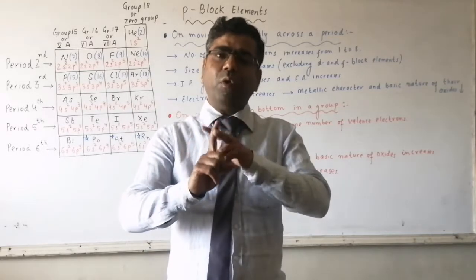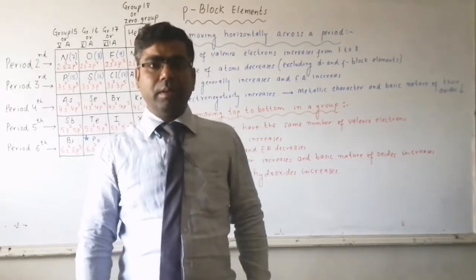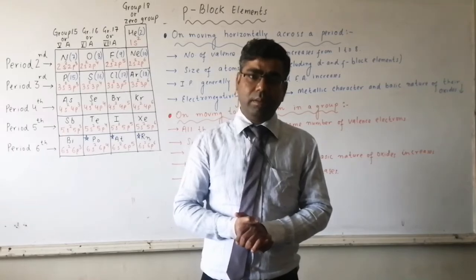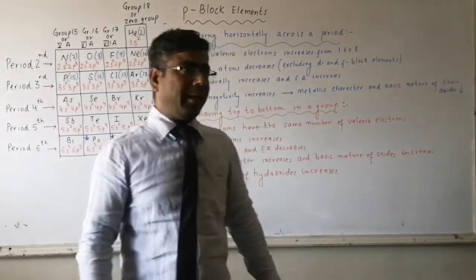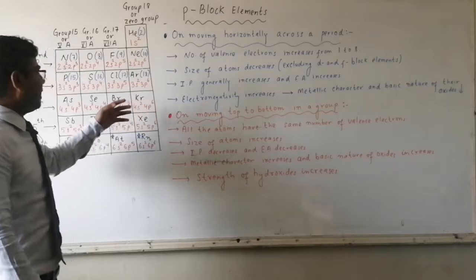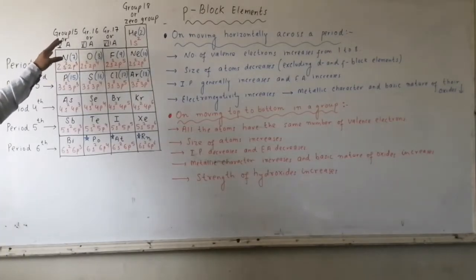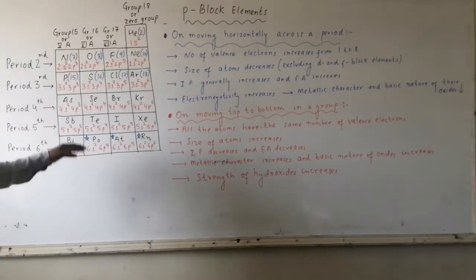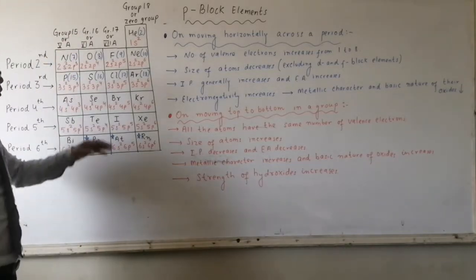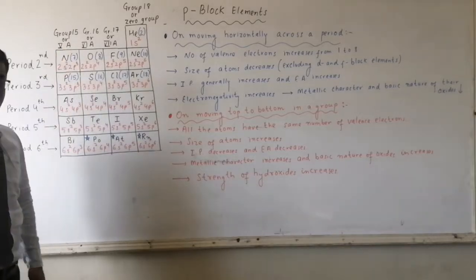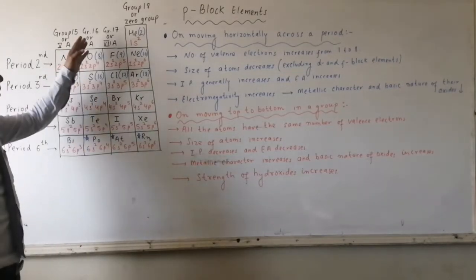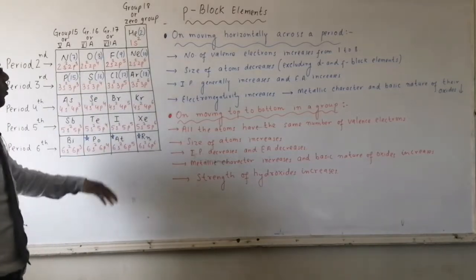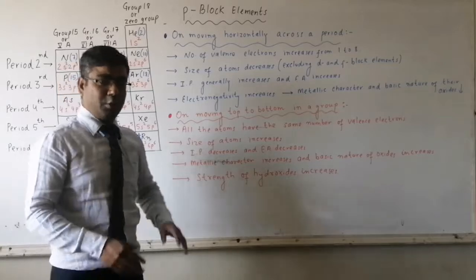Group 13 and group 14 have been covered in class 11th. In class 12th we have the remaining groups, that is group number 15, group number 16, group number 17, group number 18. Group number 15, which is also called 5th A group. Group number 16, which is also called 6th A group. Group number 17, which is also called 7th A group, and group 18, which is also called 0 group.